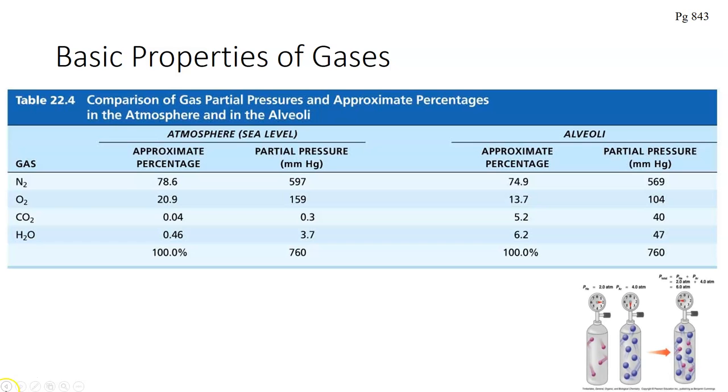As we can see in the diagram on the bottom right, if we have two tanks of equal size and volume with two different gases, and we have one gas which is at 2 atmospheres and another gas which is at 4 atmospheres, if we were to combine these gases into one tank, we would have a total of 6 atmospheres. 2 plus 4 equals 6.